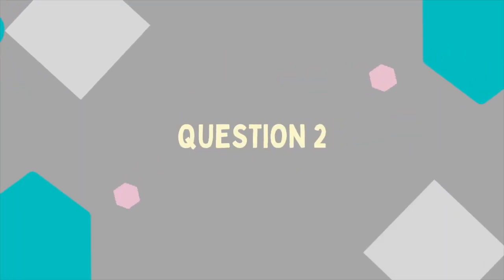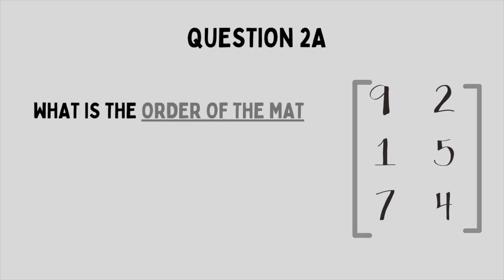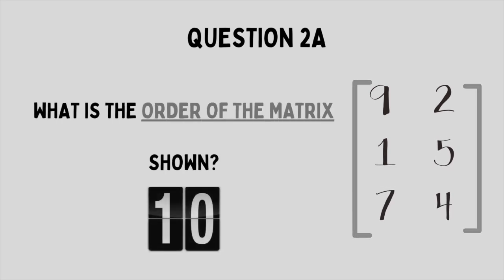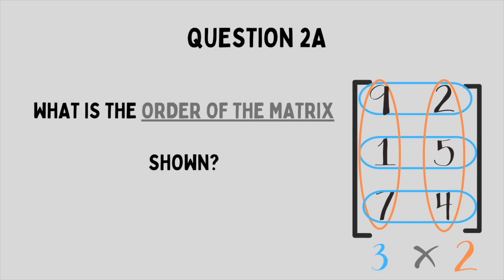Question number 2. What is the order of the matrix shown? So in this case, we have 3 rows and 2 columns. So the order of this matrix is 3 by 2. This is a 3 by 2 matrix.